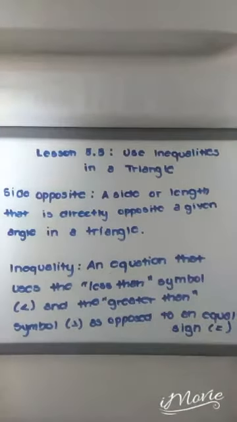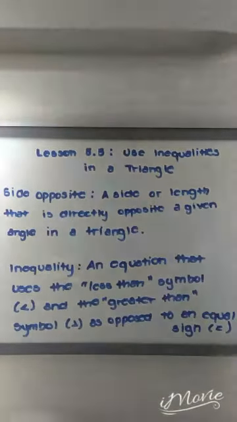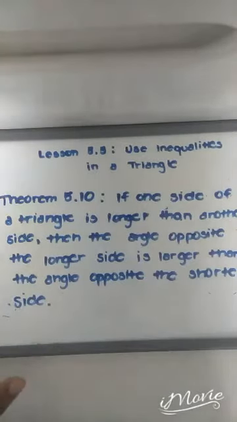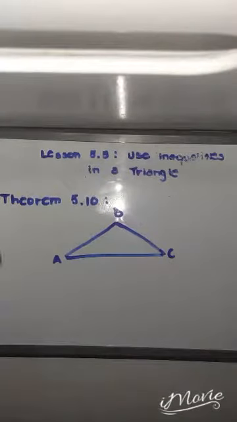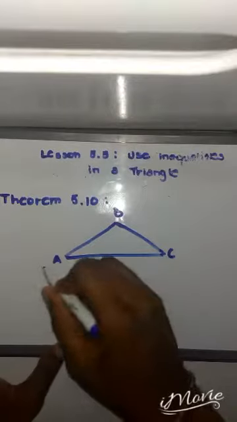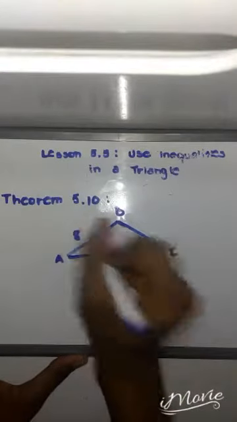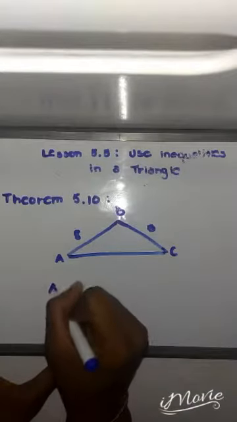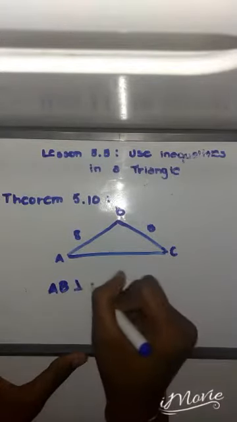Great, now that we have that, we can start with the theorems. The first theorem is theorem 5.10, which states if one side of the triangle is longer than the other side, then the angle opposite the longer side is larger than the angle opposite the shorter side. For example, take triangle ABC. We'll make side AB 8 and side BC 5. So AB is greater than BC.